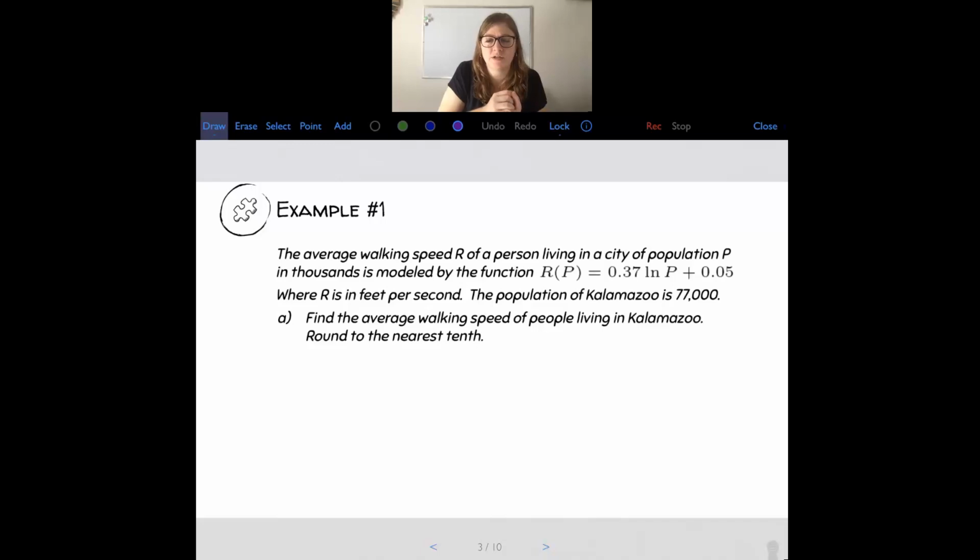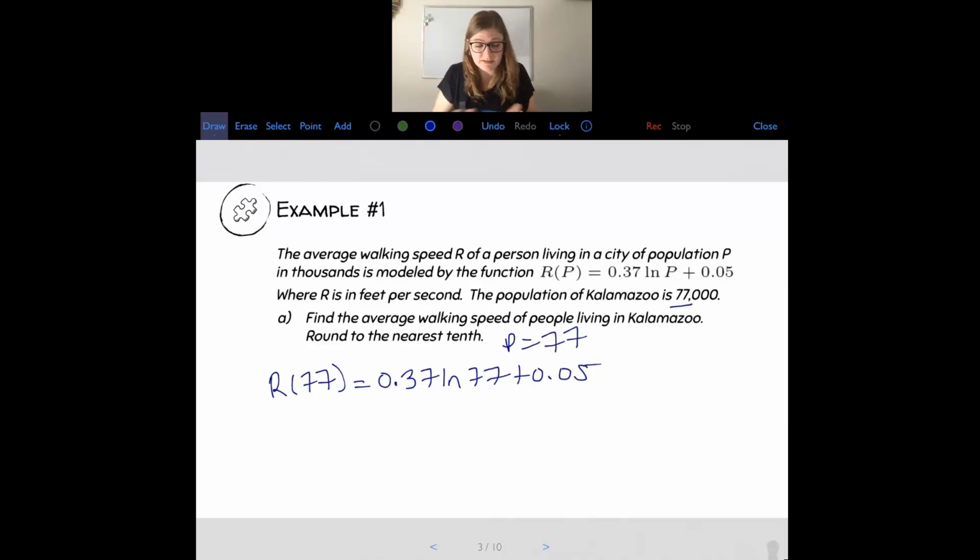So we have our equation. Remember that the population P is in thousands. So when we say that the population of Kalamazoo is 77,000, that's 77 thousands. So here we're using P is 77 because the thousands is already accounted for in the equation. Okay, so we would be finding R of 77, which would be equal to 0.37 ln of 77 plus 0.05. Okay, so we would plug this into the calculator.